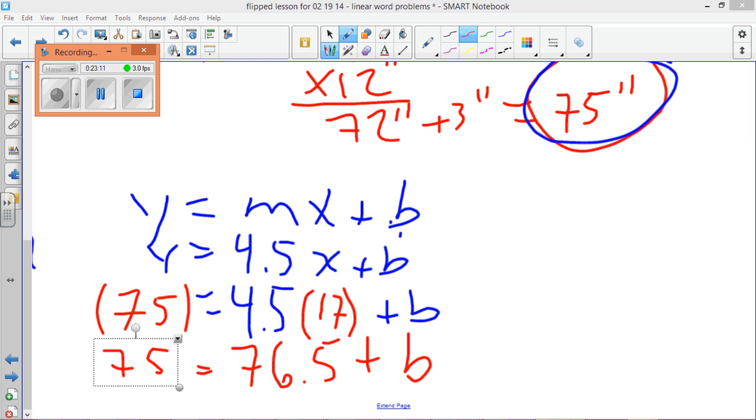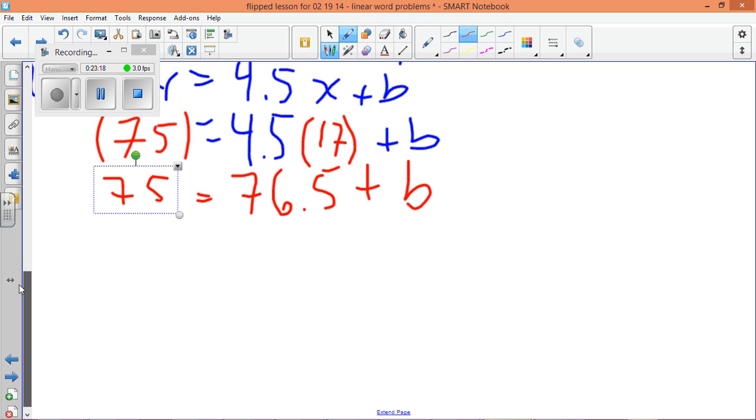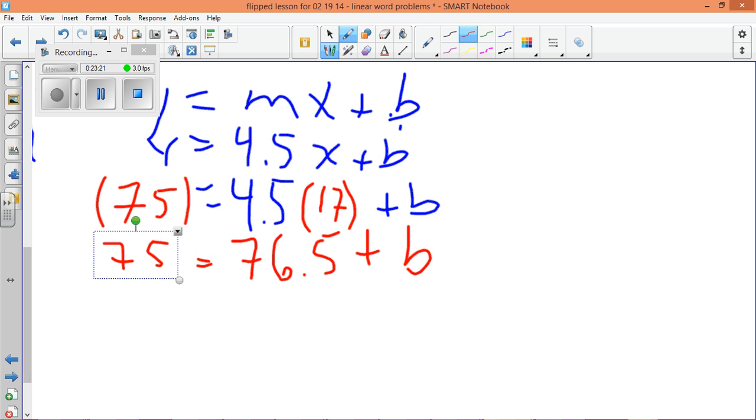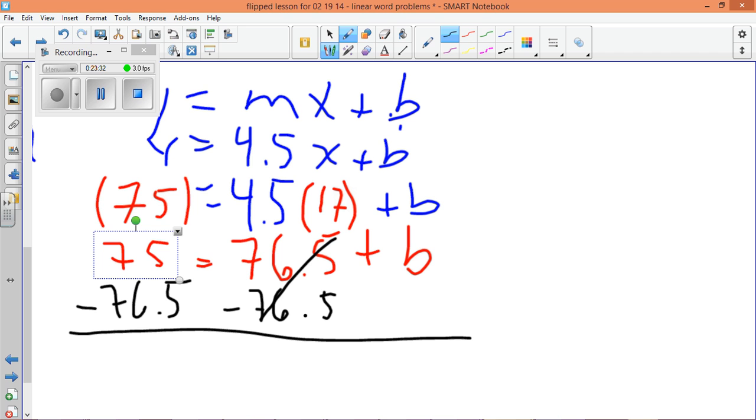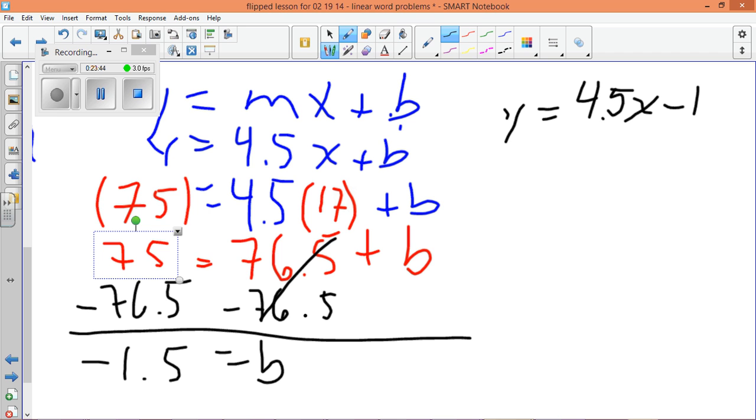Hold on. And I'm back. Okay, so it does appear that when I picked my numbers randomly, this is not going to make sense, and here's why. It doesn't mean we can't do this problem, though. Okay, look what happens on my next step. Minus 76.5, minus 76.5. This is negative 1.5 is equal to b. So my equation is y equals 4.5x minus 1.5.